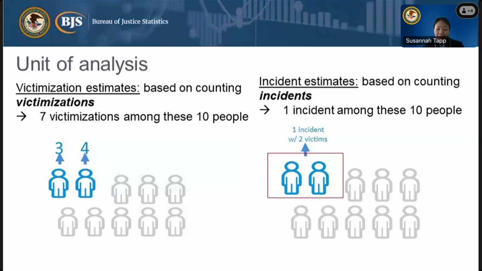Respondents are asked if there is anyone with them during the incident, and incident estimates are adjusted to account for the fact that the same incident may be reported by multiple people. So in this example, there's only 1 incident among these 10 people, even though there were 2 victims.